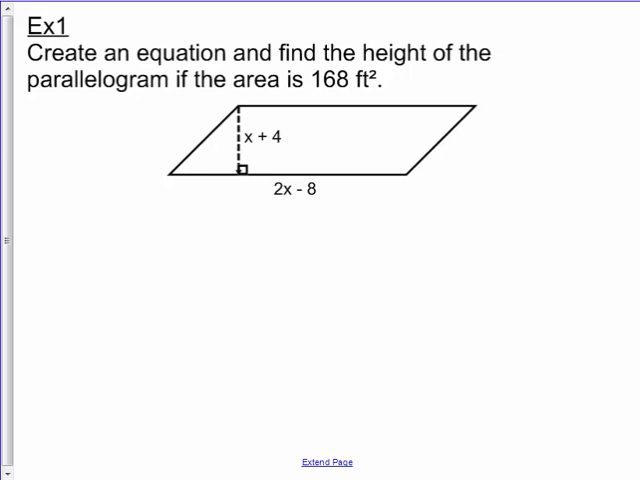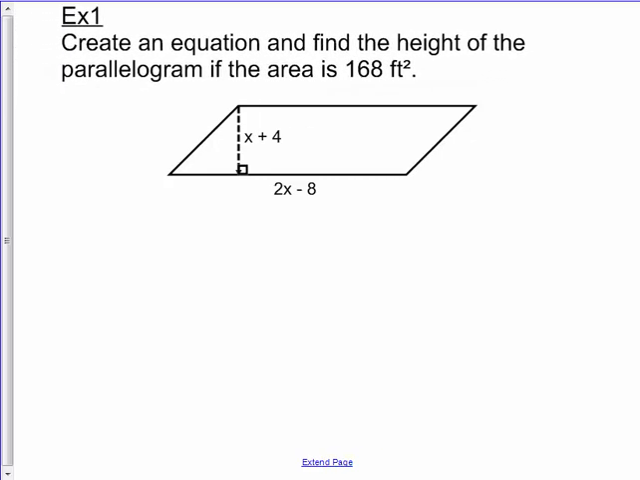Taking a look at example 1, it says, create an equation, find the height of the parallelogram if the area is 168 feet squared. So, first thing, it's a parallelogram. How do I find the area of a parallelogram?